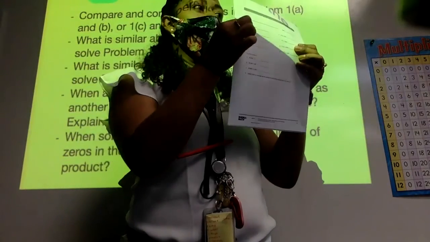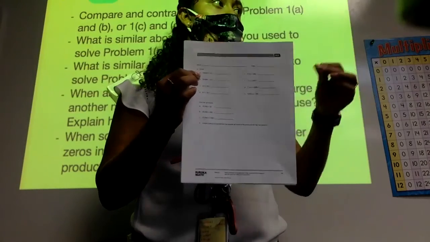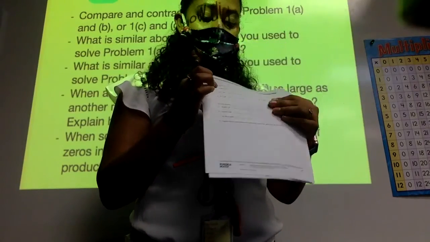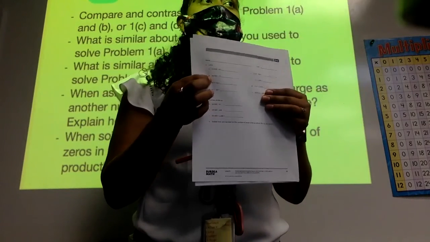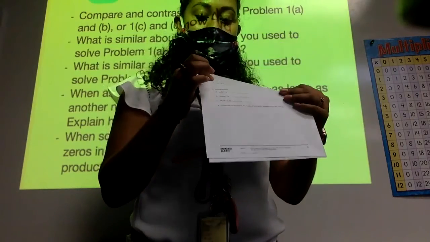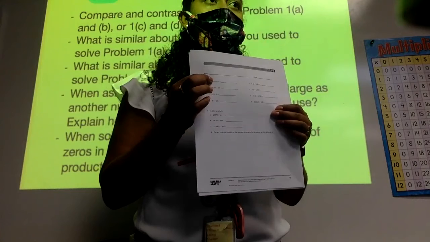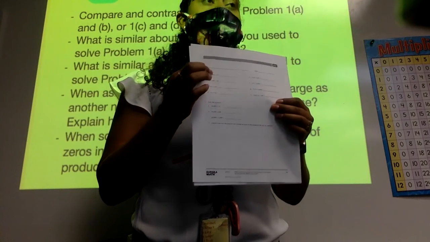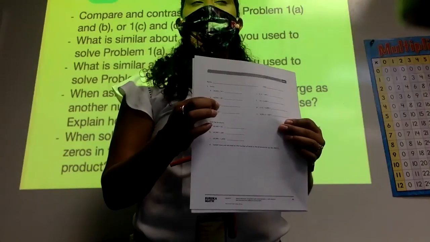How are they the same? What's the same about them? Noah? They have the same numbers. They start with the same number, right? 54,000, 54,000. Okay, what else is the same? The 10, it's 10, 10. Okay, what is different? Multiplication and division, right?